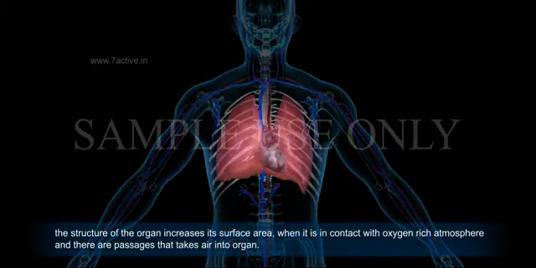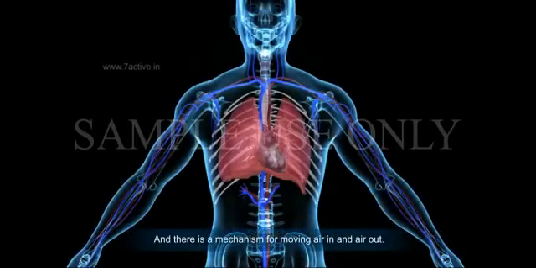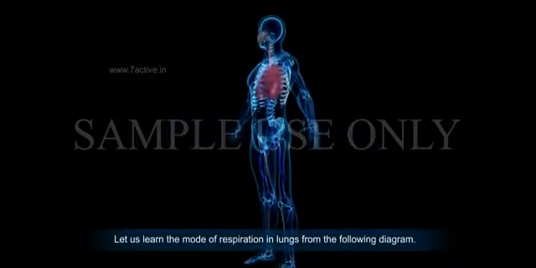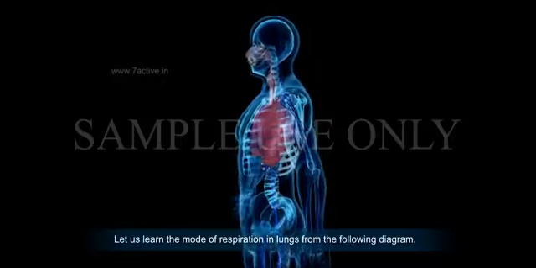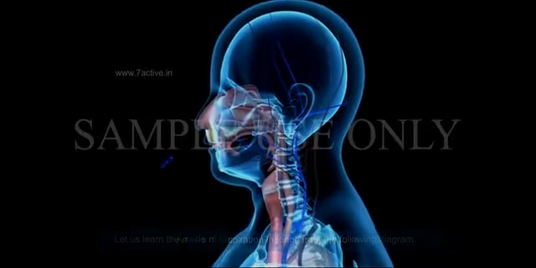The structure of the organ increases its surface area when it is in contact with the oxygen-rich atmosphere, and there are passages that take air into the organ. And there is a mechanism for moving air in and out. Let us learn the mode of respiration in lungs from the following diagram.